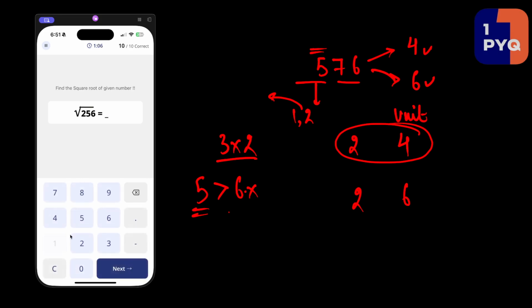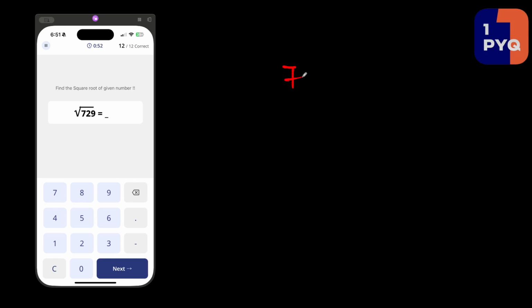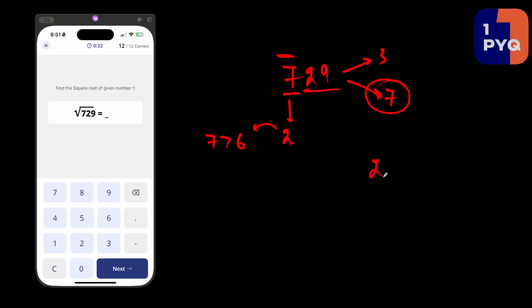Okay, 256 is 16, 676 is 26, 729. I think we should go for this. The answer is 27, but we should go for the trick here. I'll quickly do the trick in front of you. 729, unit digit, either 3 or 7. I have a 7. It's definitely going to be 2. So 2 into 3 is going to be 6. 6 is less than 7, the digit in consideration. So I'm going to use the bigger one. So 27 is my definite answer, right?